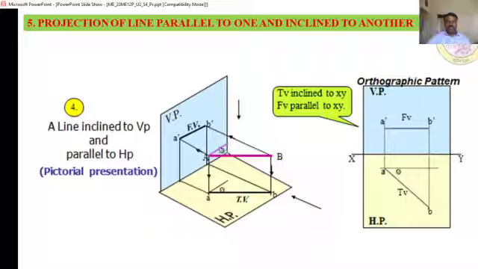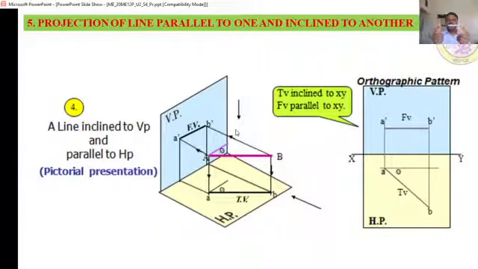To show inclined to VP, you have to tilt this line. Now this is the object AB, which is kept at an angle phi from the vertical plane. Means now this line is inclined to VP. Now if you look from above, this is parallel to HP and parallel to VP. In the previous case it was inclined to HP, but parallel to VP. Inclined to HP means it will be parallel to PP.